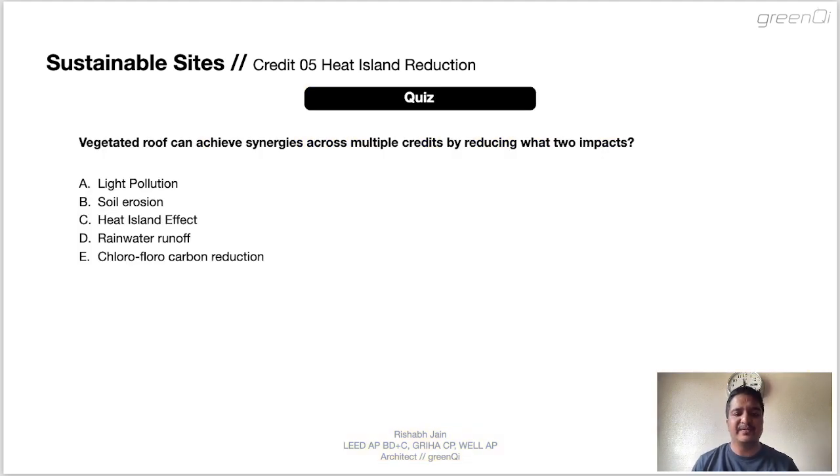A vegetated roof can achieve synergies across multiple credits by reducing what two impacts. The options are: first, light pollution; second, soil erosion; third, heat island effect; fourth is rainwater runoff; and the fifth is chlorofluorocarbon reduction. Remember that there are two correct options and you have to choose both. And the correct answer is heat island effect and rainwater runoff.